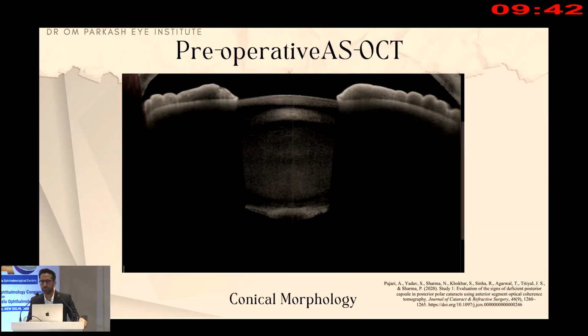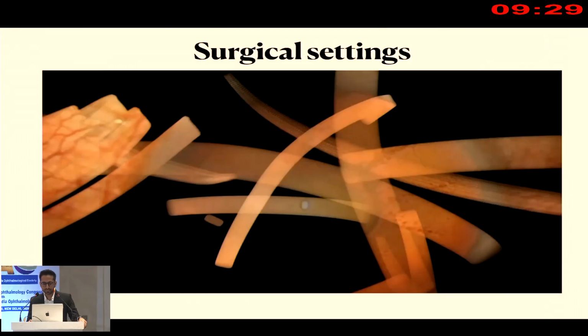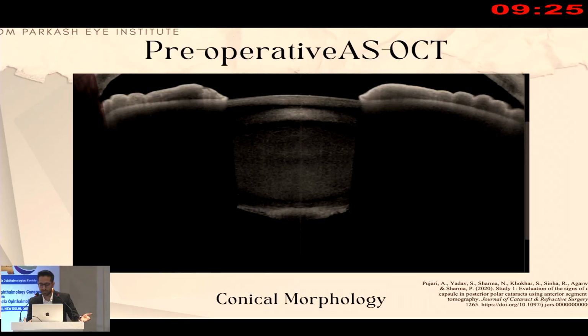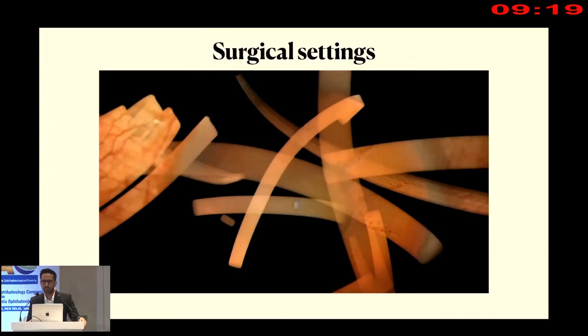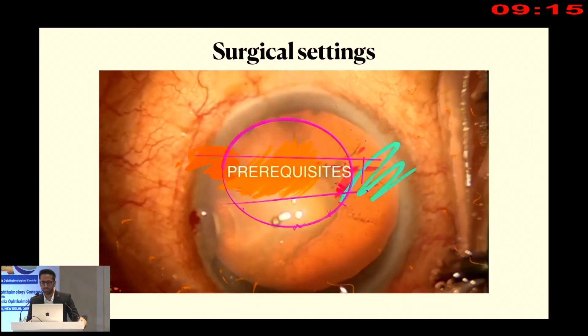We have been doing preoperative OCTs in all our posterior polar cataracts to diagnose any pre-existing tears preoperatively. Thanks to Dr. Pujari, he has published a very good paper on that. This case already had a pre-existing PCR, which was confirmed with the preoperative OCT with the conical morphology. There are some prerequisites involved before the surgery.